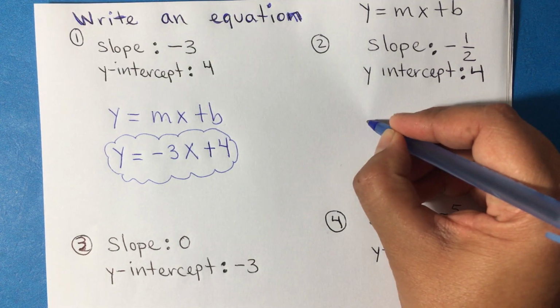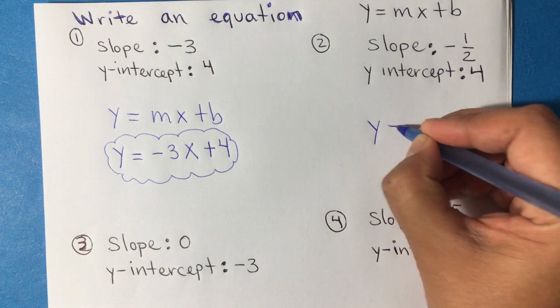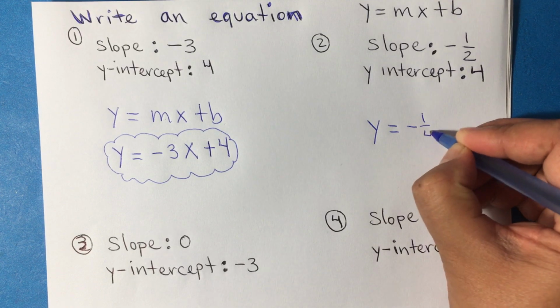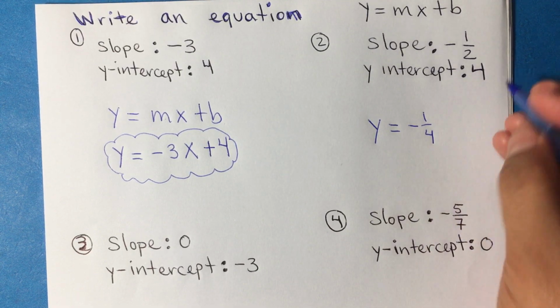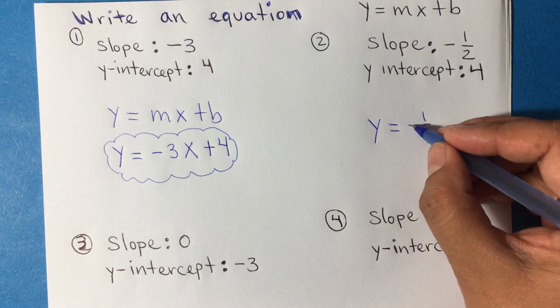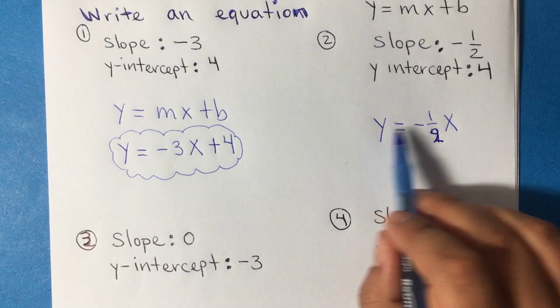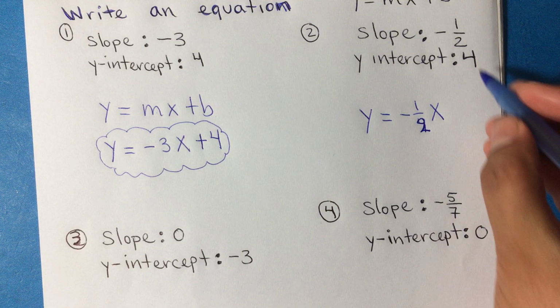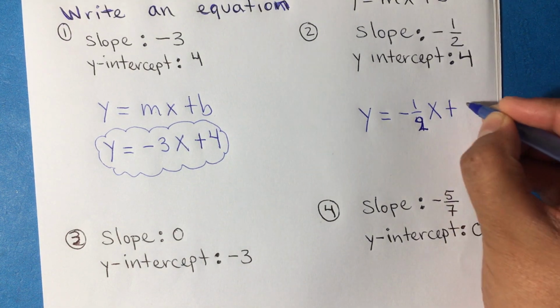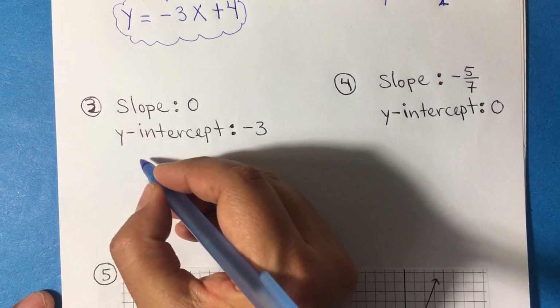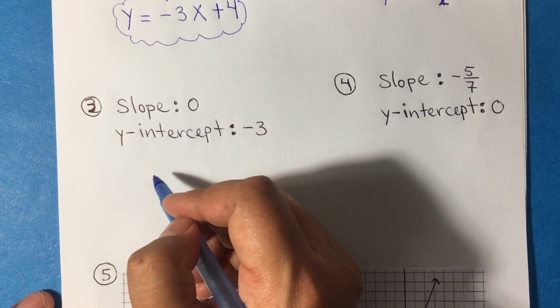So again, y equals mx plus b. The y stays the same. The slope is -1/2. I saw the 4. So -1/2 x. You always include the y and the x. And the initial point or y-intercept is +4. So we put the +4. Don't forget the sign, okay? The +4.